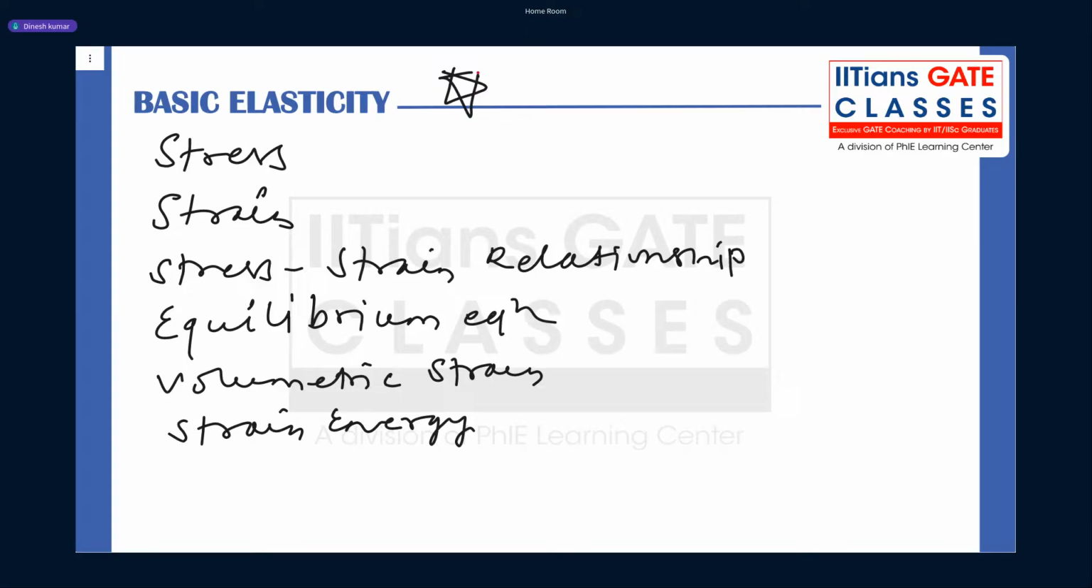Apart from basic elasticity, another topic is beam, where there are also many subtopics in beam theory. So these two topics always have a weightage of 5 to 6 marks in the GATE exam. So we'll start with stress.